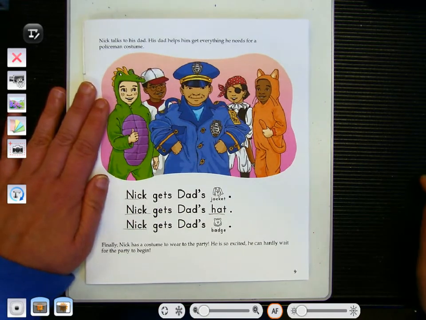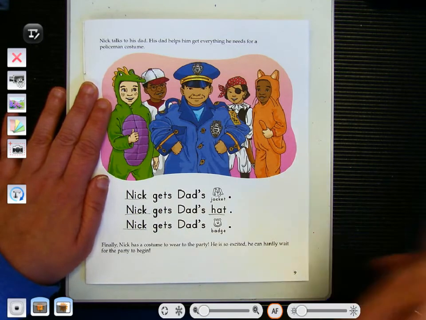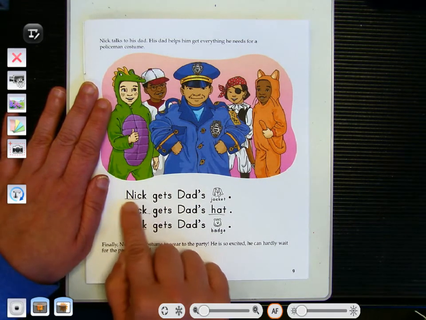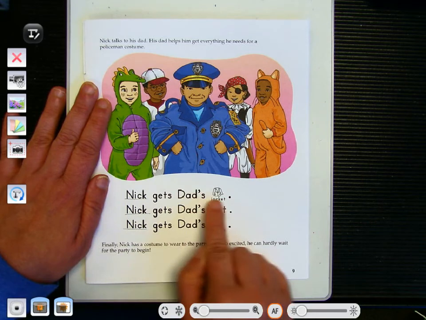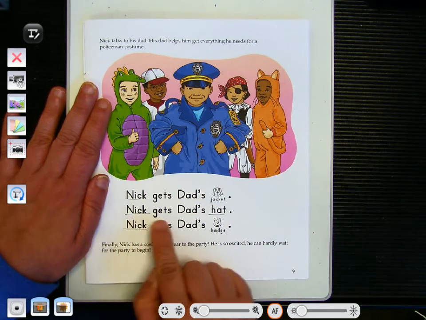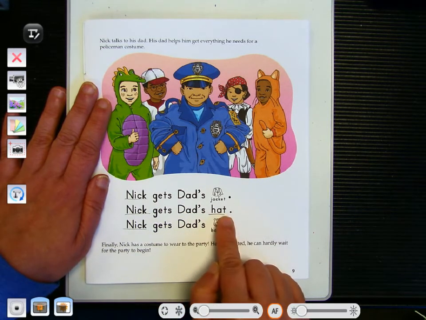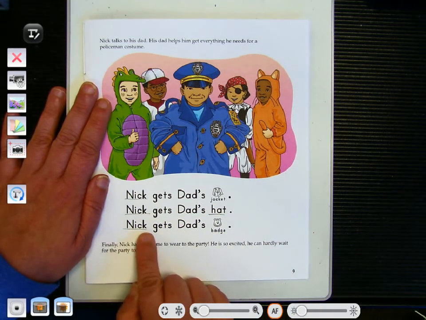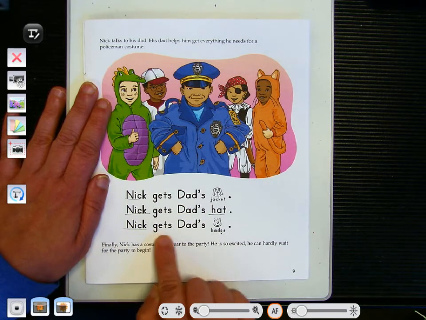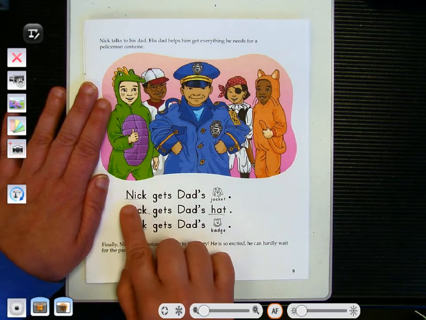Nick talks to his dad. His dad helps him get everything he needs for a policeman costume. Nick gets Dad's jacket. Nick gets Dad's hat. Nick gets Dad's badge. Your turn.